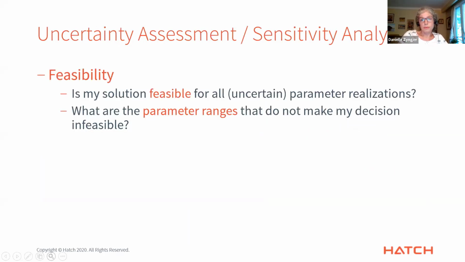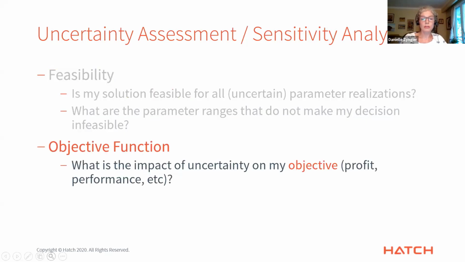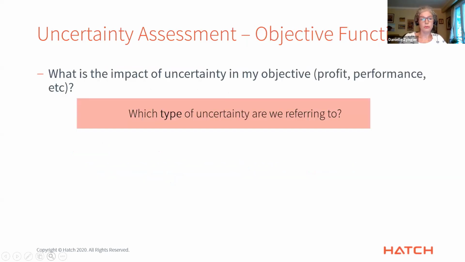So in terms of the feasibility assessment, the questions you could be asking is my solution feasible for all of those parameter realizations? Or you could be asking the question of what are the ranges that do not hurt me, if you will. There are many different methods that I will not go into to assess each one of those two things, but those are two possible questions you might have. And in the objective function, what is the impact of the uncertainty there? And this just generates a whole new set of strategies to do that.